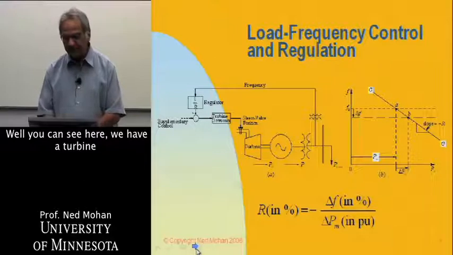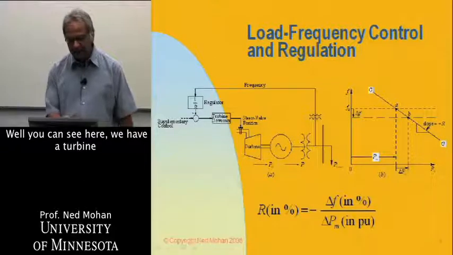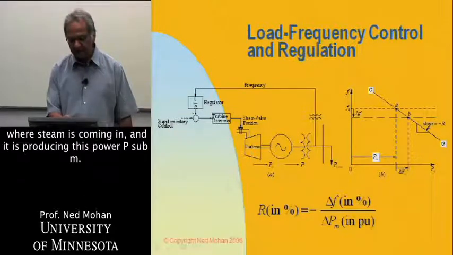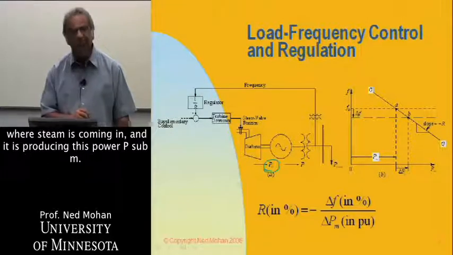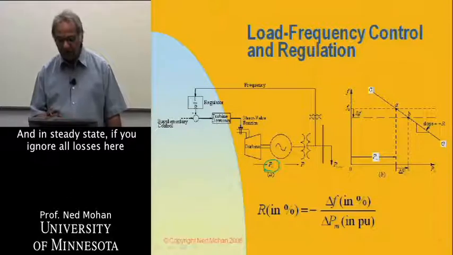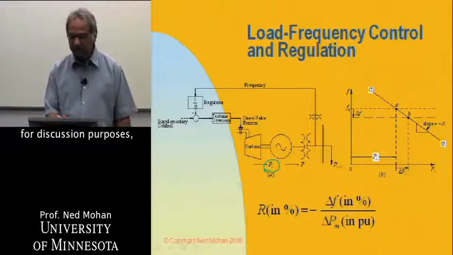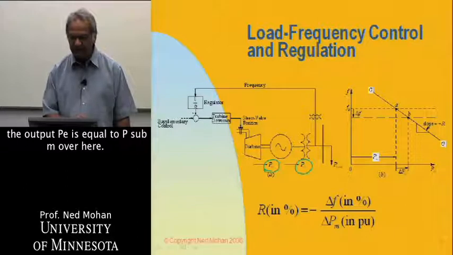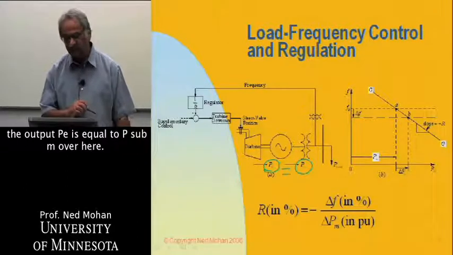As you can see here, we have a turbine where steam is coming in, and it is producing this power P sub m. And in steady state, if you ignore all losses here for discussion purposes, the output P sub e is equal to P sub m over here.